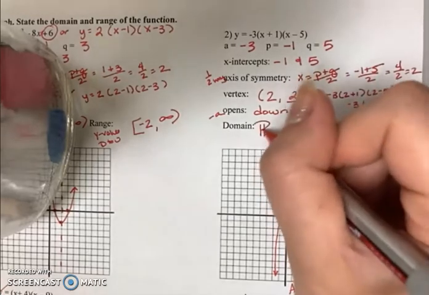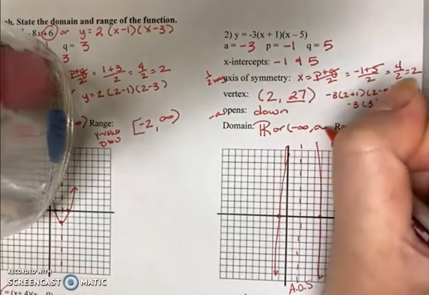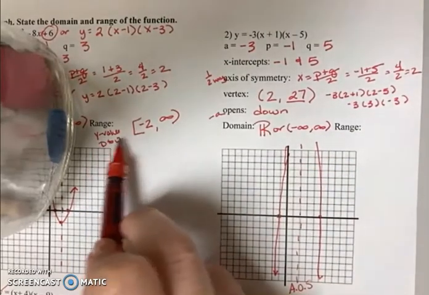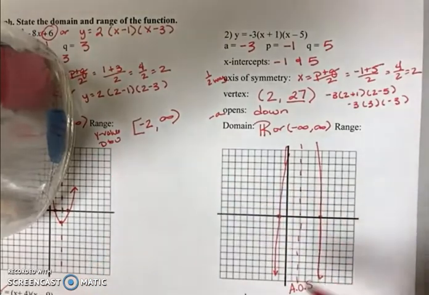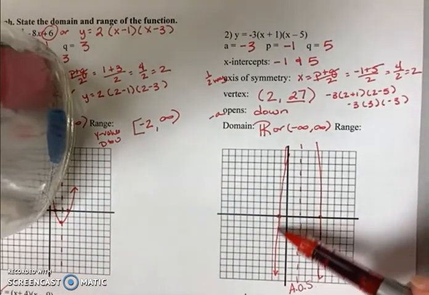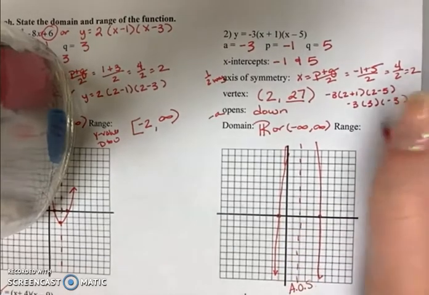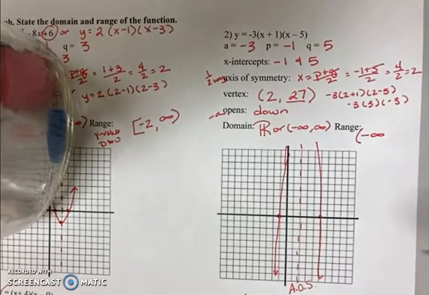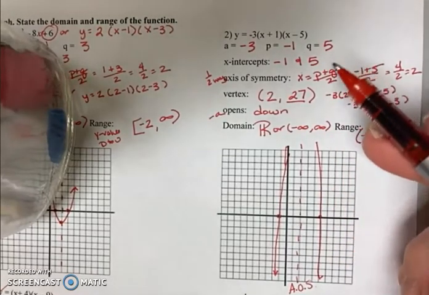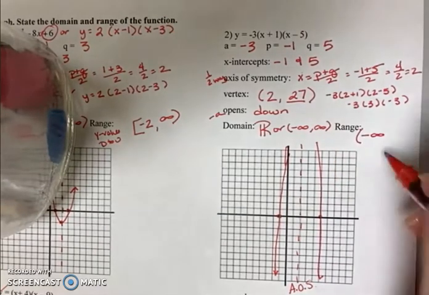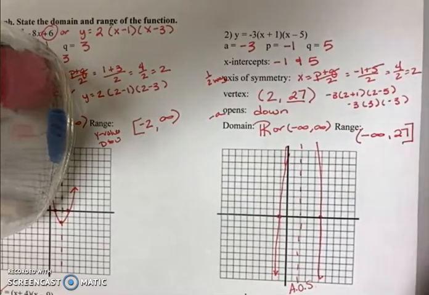Domain, like we said, is always going to be all real numbers. But the range, this time we have a maximum. So remember, range is the y values down to up. This function is going down forever. So I need to list that first as going down towards negative infinity with a parenthesis. The highest point on this graph would be at my maximum or my vertex, which has a y value of 27. So 27 would have a bracket since it is included.